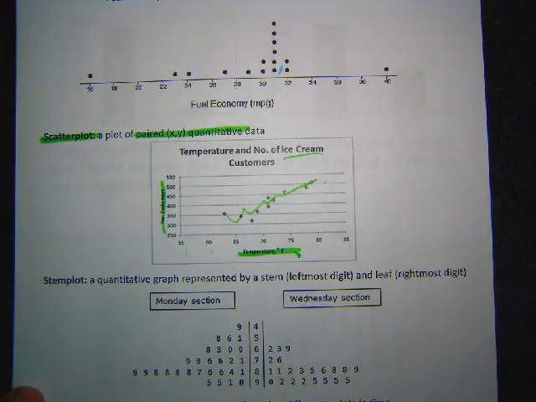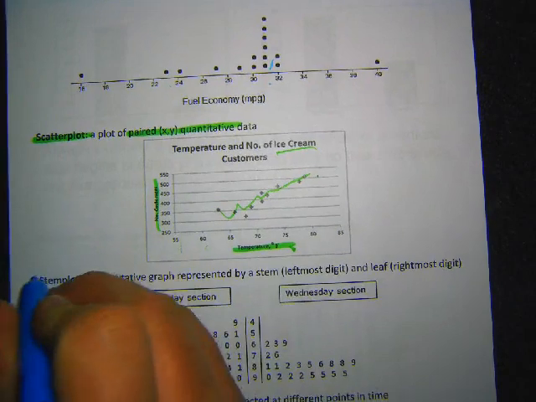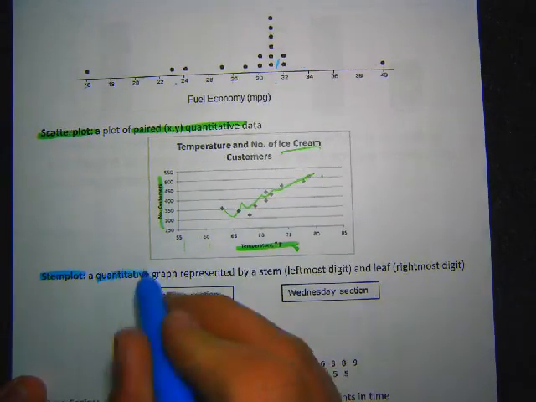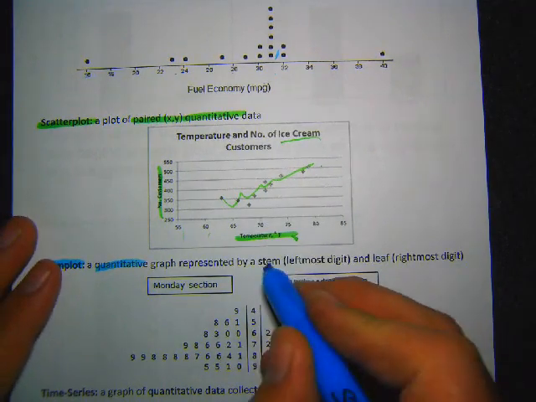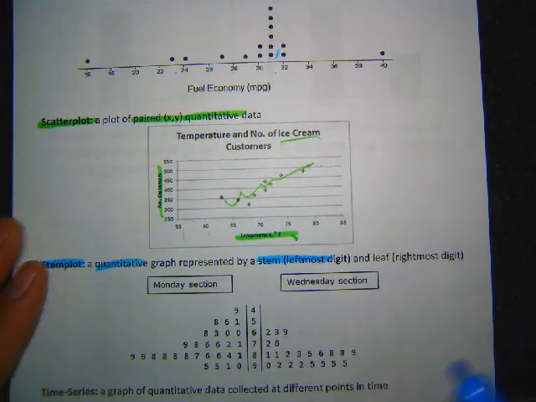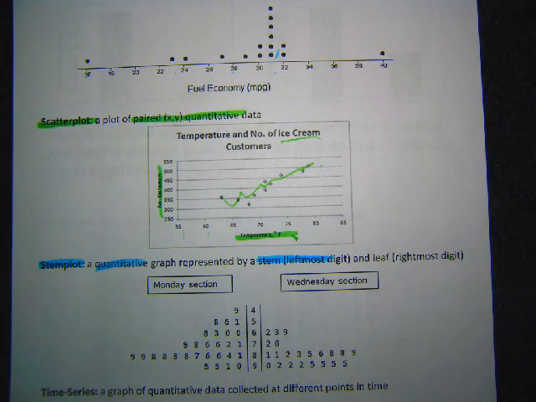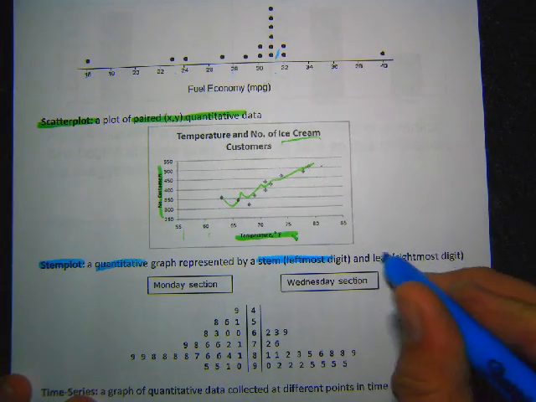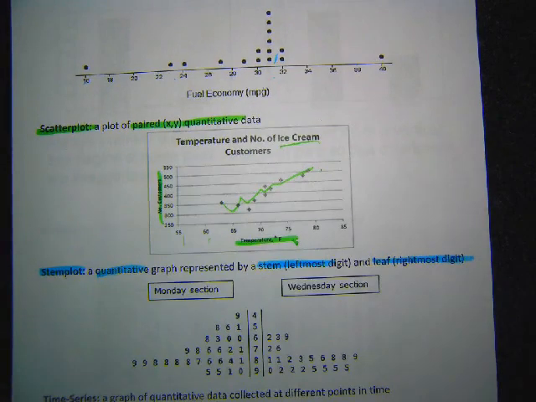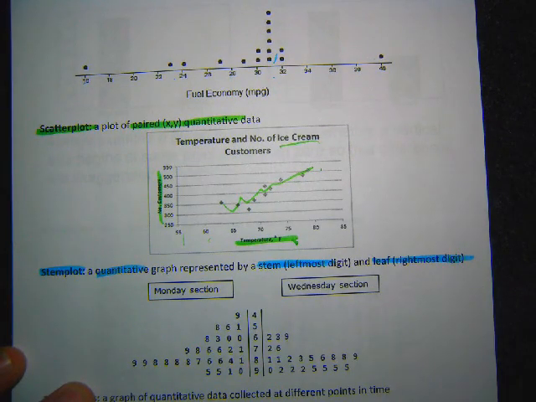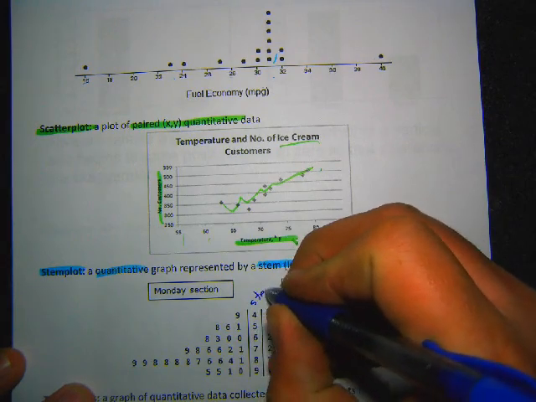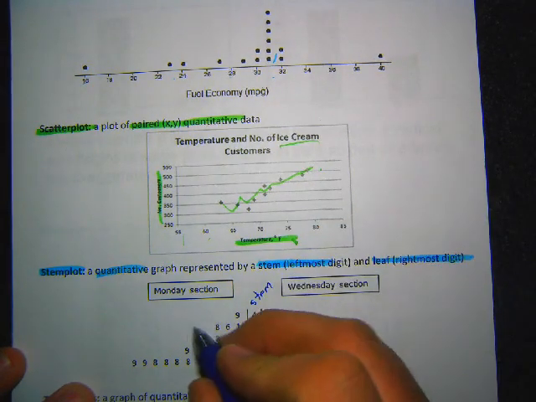Another one we have is stem plots. A stem plot, again, is another quantitative set of data. A stem plot is made up of a stem, which is the leftmost digit, so in the number 15, it's going to be the 1, and the leaf, which is the rightmost digit, so in the number 15, it's going to be the 5. In the middle, you put the stems, and then we put the leaves on either side.